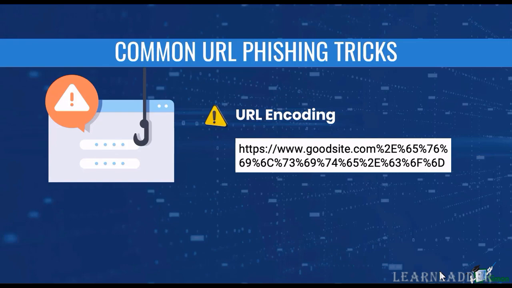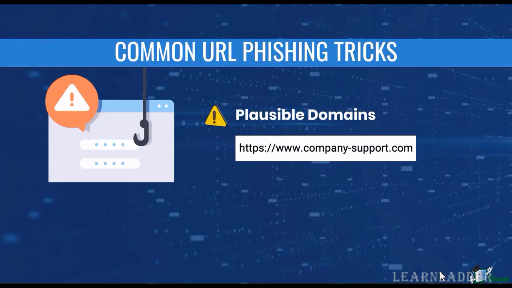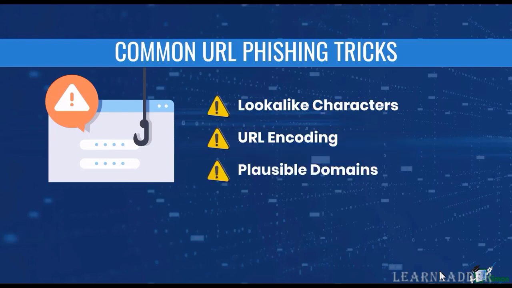Then a third common technique is to use plausible domains. Let's assume you want to talk to customer support from a company. You might see a URL for company-support.com and click on that link in a phishing email. You then discover that the URL company-support.com doesn't belong to the correct company. It should be support.company.com. If it's a different domain name, it's a different website. So, the use of plausible domains can be used to trick people into thinking they're visiting a valid site when they're not.